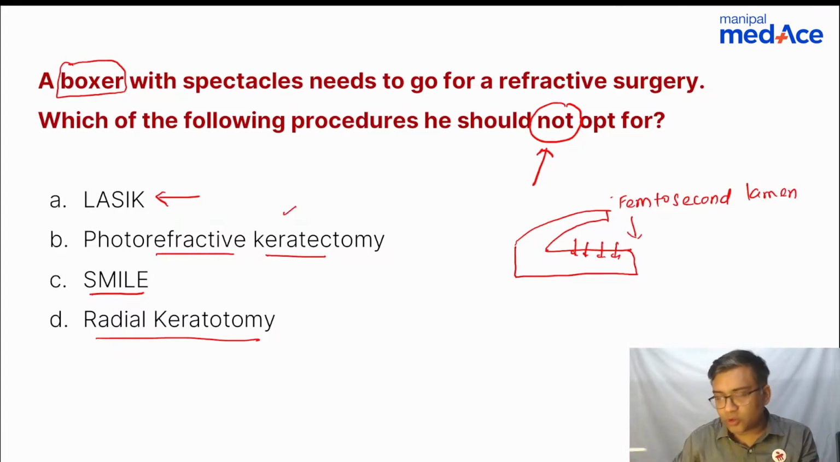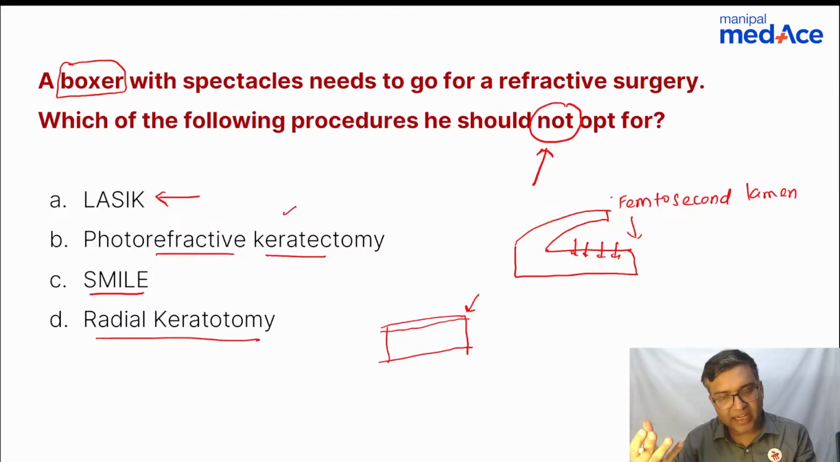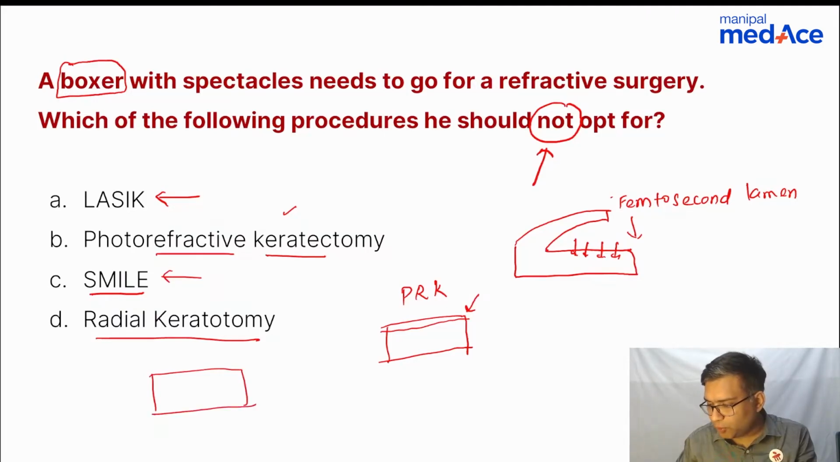What happens in photorefractive keratectomy? You basically remove the outer epithelium by scraping it or with the help of laser. That is called PRK. Now what happens in SMILE? That is small incision lenticule extraction, where you remove a part of the stroma through a small 2 mm incision.